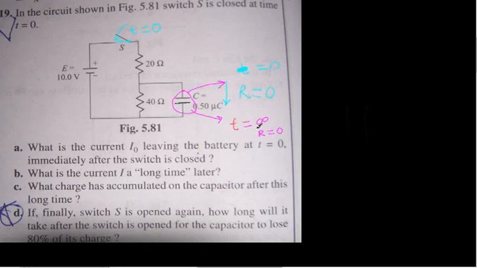Now what is it asking? Current I naught, leaving the battery at t equal to 0, immediately after the switch is closed. Switch closed means R is equal to 0, means current will pass through this at t equal to 0. All current will pass through this because there is a zero resistance path and no current will flow through this. Then you will have only a resistance in this circuit like this, 20 ohm, and that's it, right? Current will not flow through this because this is already shorted, right? Then what will happen at t equal to 0?